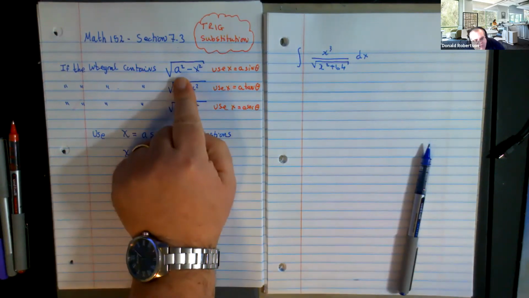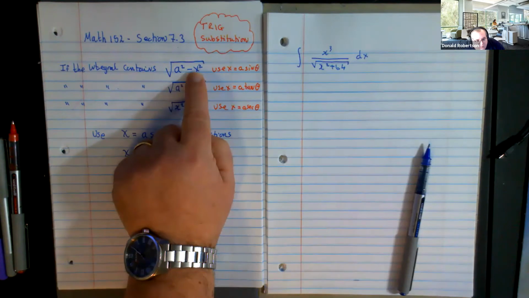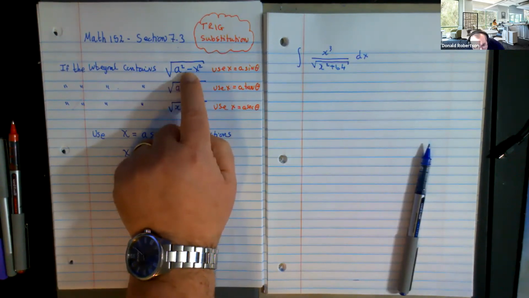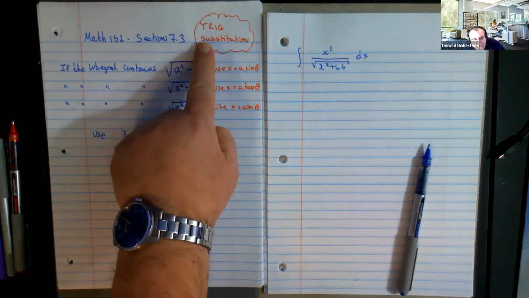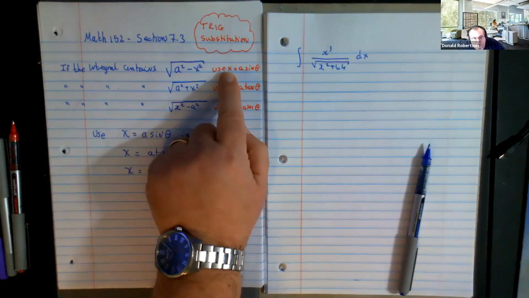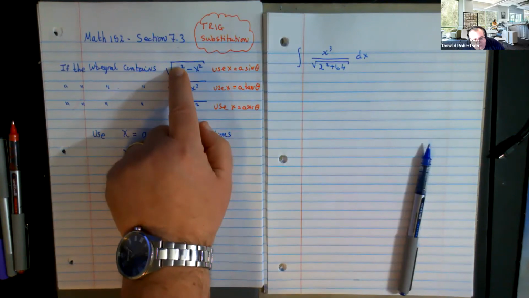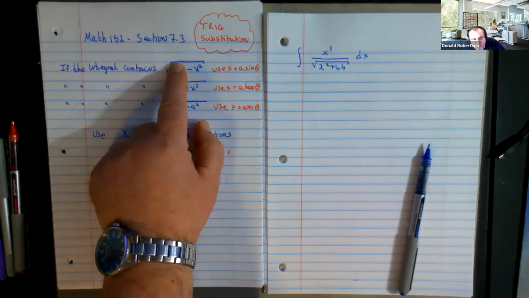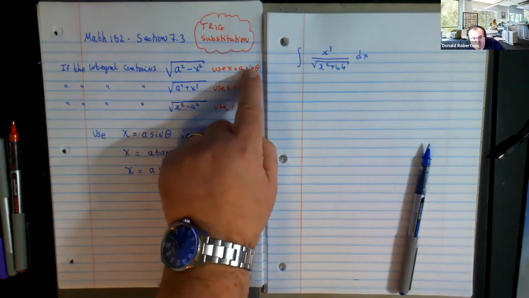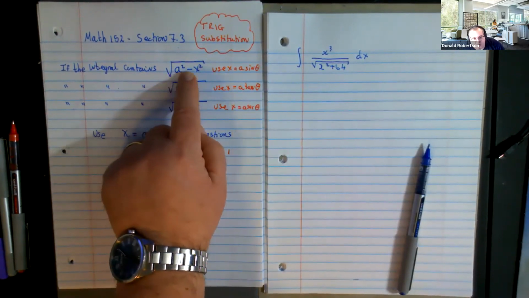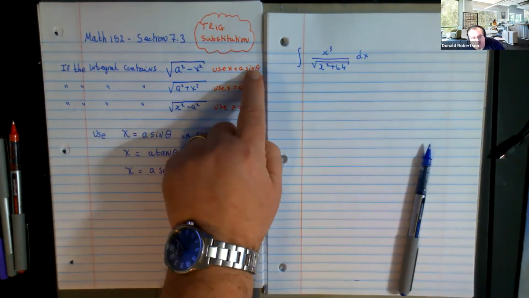So if you ever have an integral, it'll have other stuff, but does it have 9 minus x squared, 16 minus x squared, 25 minus x squared, or at least something that can be made to look like this? If that is the case, you're going to use trig substitution, and your trig substitution is going to be a sine theta. So if that a squared was just 9, if that was 9 take away x squared, you'd use 3 sine theta.